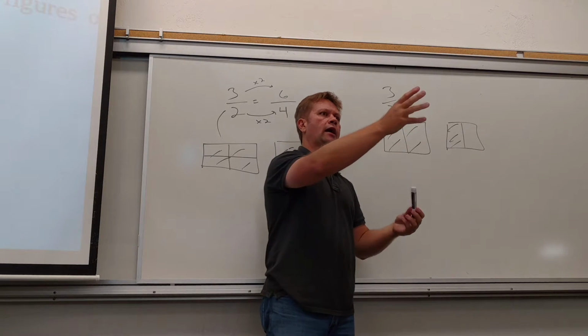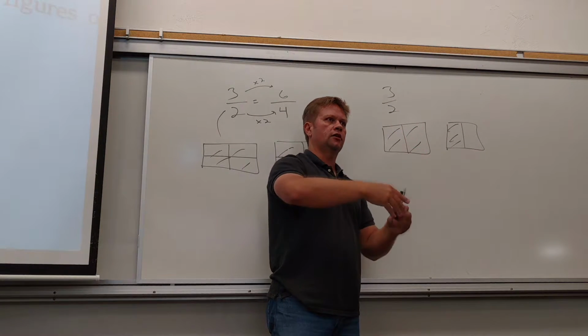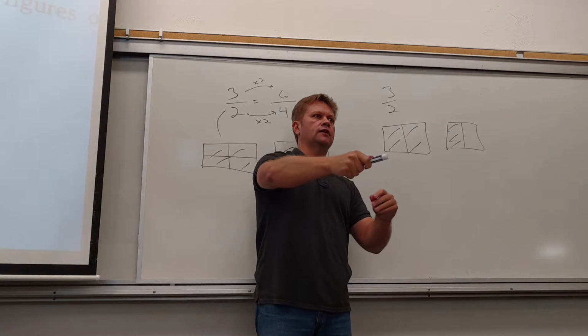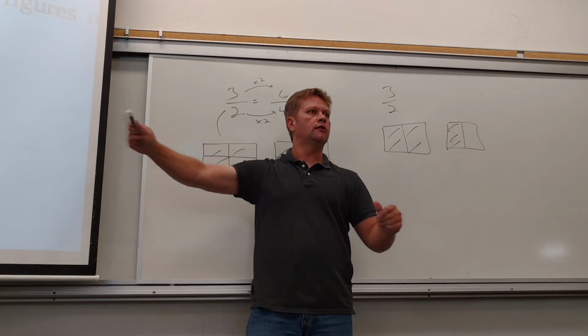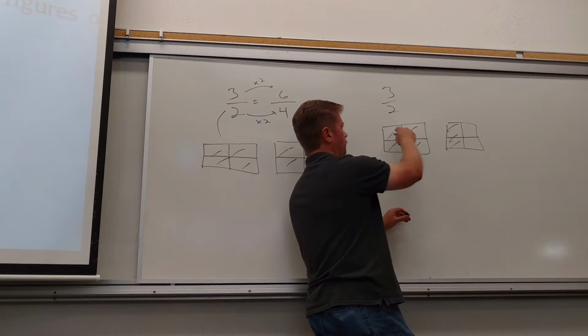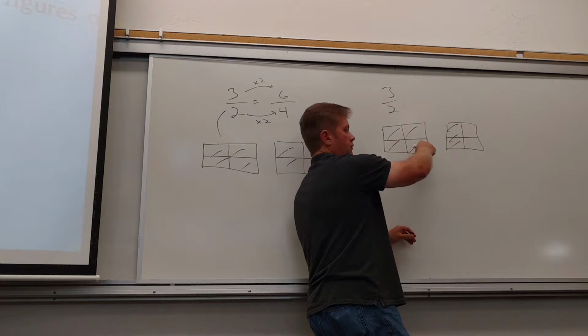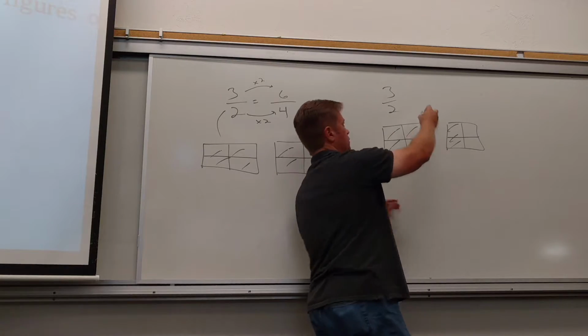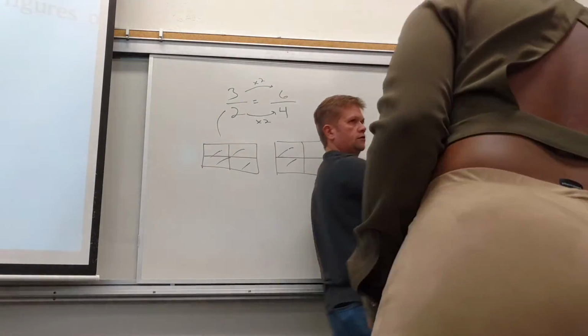Well, what do I do to halves to make them fourths? If I cut a pizza in half, I have halves. So I got to cut it in half again. So if I cut these in half again, now what do I have? 1, 2, 3, 4, 5, 6/4. That's why 3/2 is 6/4.